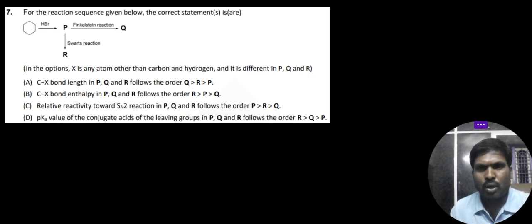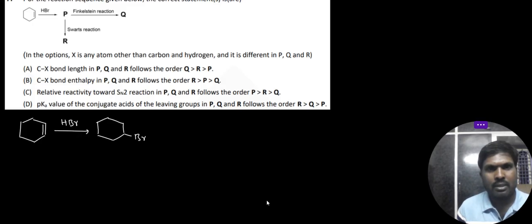Students, now I want to discuss one important question from JEE Advanced 2025 Paper 1. For the reaction sequence given below, the correct statements are: cyclohexene with HBr gives P. In the Finkelstein reaction, P is converted into Q. In the Schwarz reaction, P is converted into R. In the options, X is any atom other than carbon and hydrogen, and it is different in P, Q and R. So we have to check the given options.